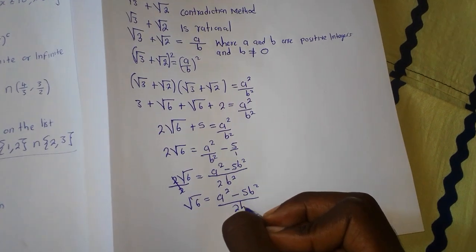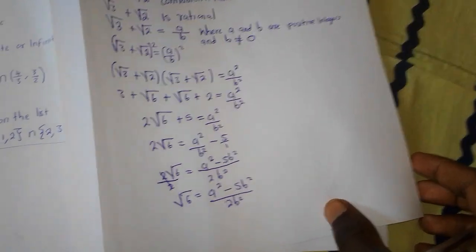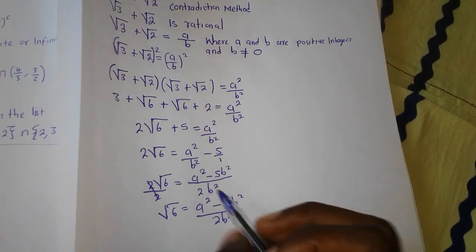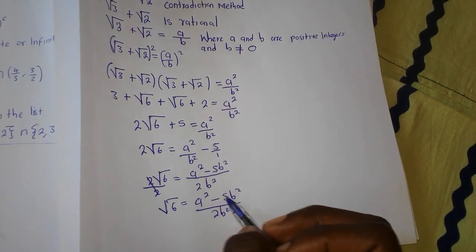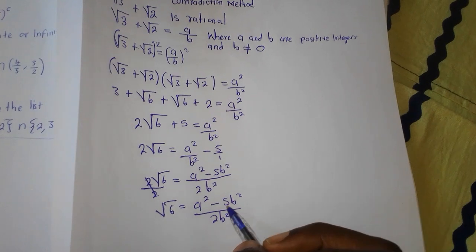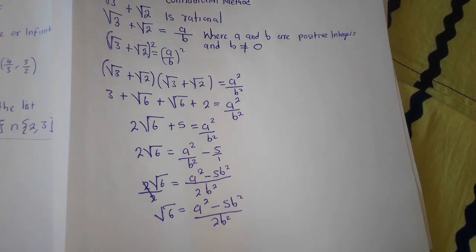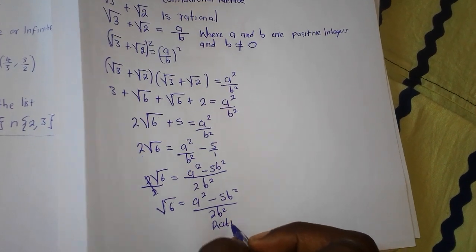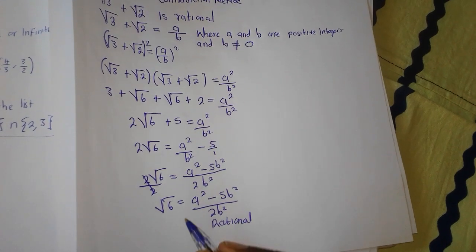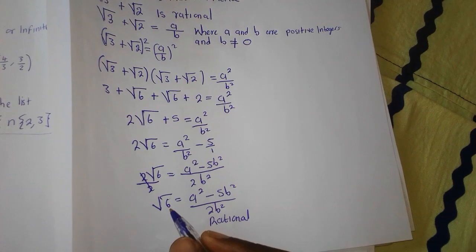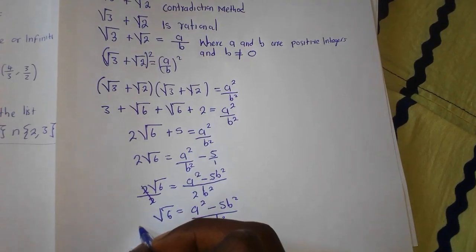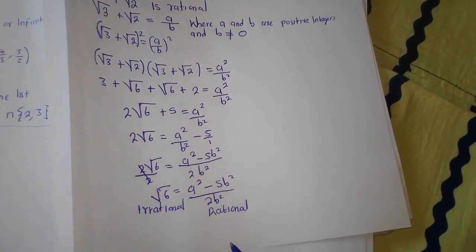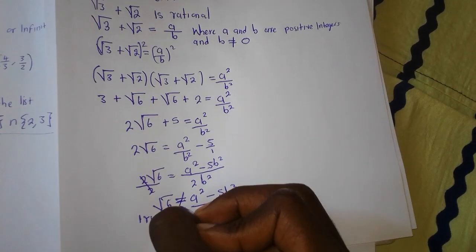over 2b squared. Now, in our assumption, we said this must be rational. But then you discover that these are positive integers. All of them are positive integers. So whatever value you put at a or at b, it's going to hold. Therefore, we can simply say that this side is rational, right? But then we know that the root of a number that cannot be expressed in the form a over b is irrational. Note that this is irrational. This we have proved before. Meaning this equal sign is not able to hold.